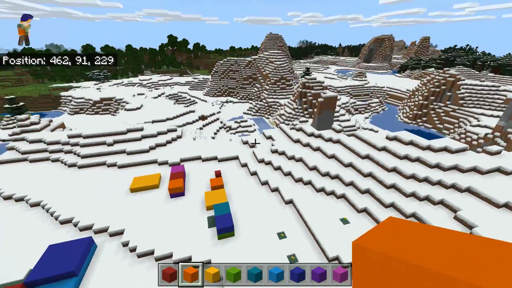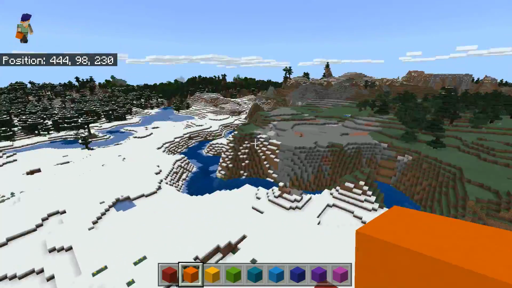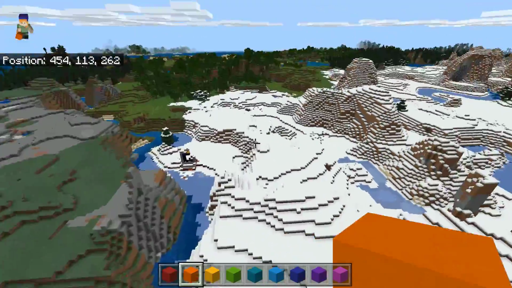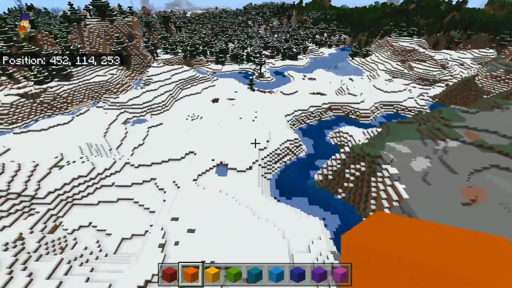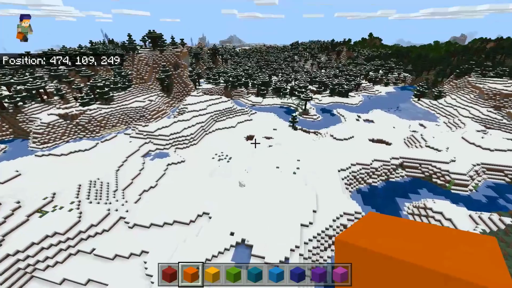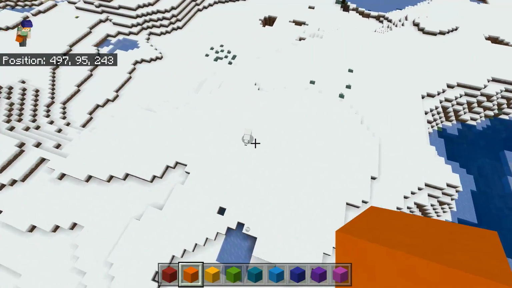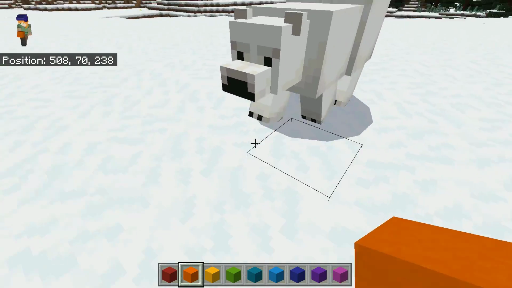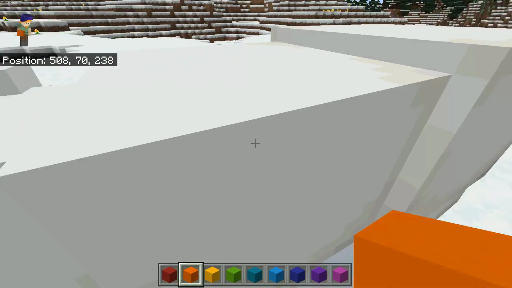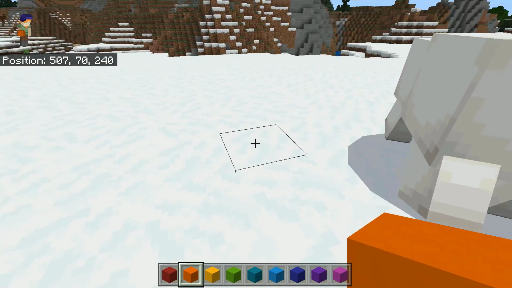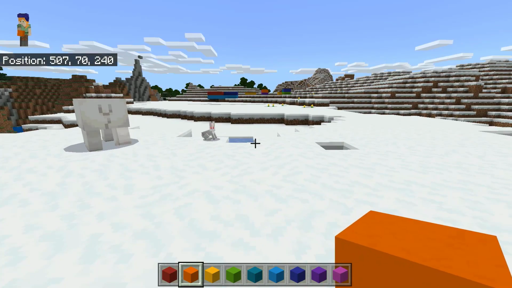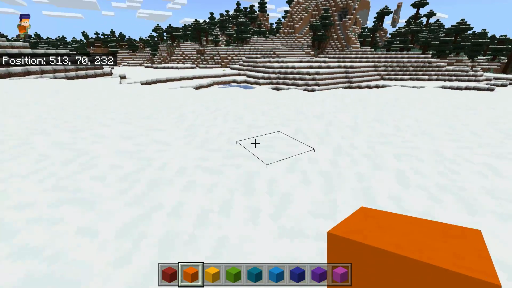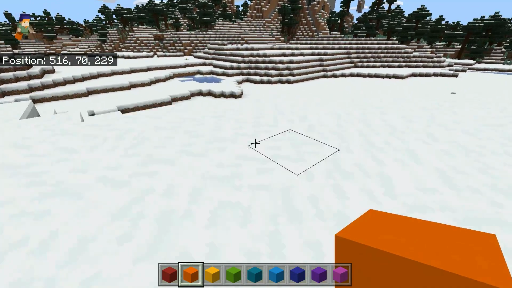Why can't I make squares in the middle of the sky? Because that would be cool. Where should I go? Actually, honestly, this is probably the best place over here. A polar bear! Hey, polar bear, do you want to do some math with me? Hey, Mr. Polar Bear, I'm doing some math. Hello. Oh, he's trying to snuggle. Bye-bye. Oh, there's a bunny. Why does the bunny have red eyes? Is that a demon bunny? Okay. Let's see.